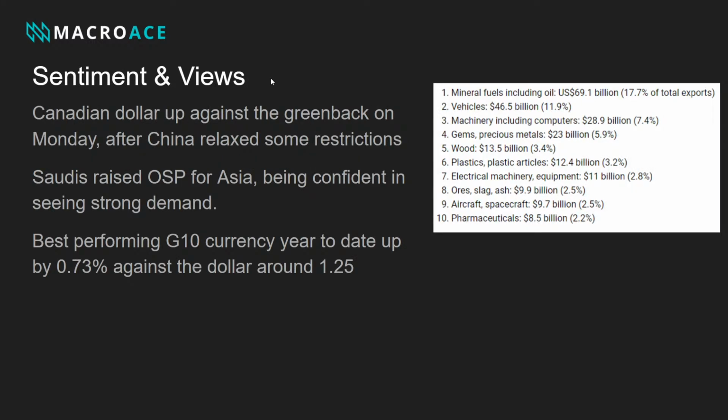Sentiment. So the Canadian dollar was up against the greenback on Monday after China relaxed some of their restrictions, particularly in Shanghai and some of it in Beijing. So remember, when crude oil prices see a movement towards the upside, about 17.5% of Canada's total exports is made up of mineral fuels, including oil. So when crude oil prices see an increase, you see an appreciation in the Canadian dollar too. Saudis also raised their official selling price for Asia by about $2.10, being confident that they are seeing stronger demand. So again, the Canadian dollar had seen an appreciation from that.